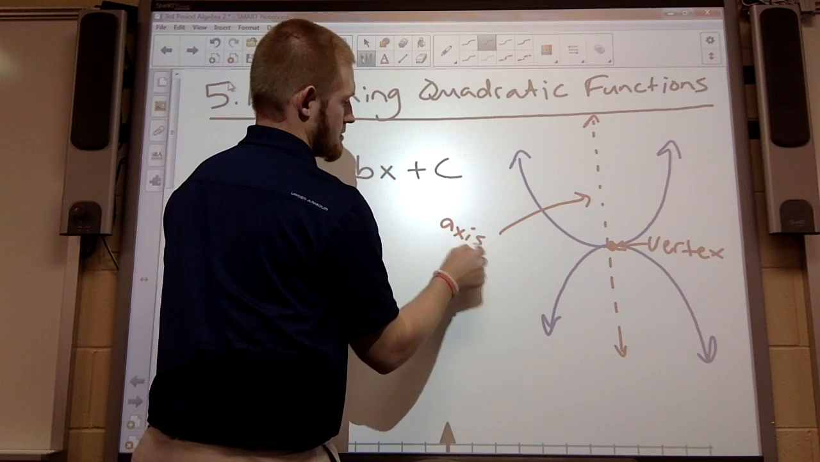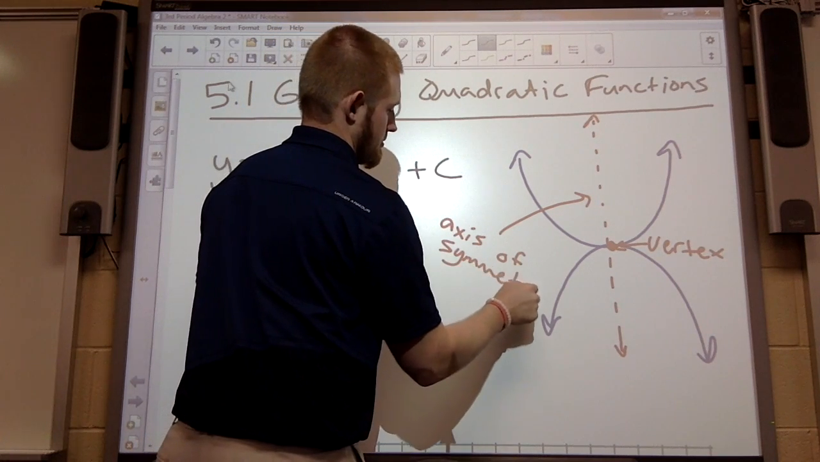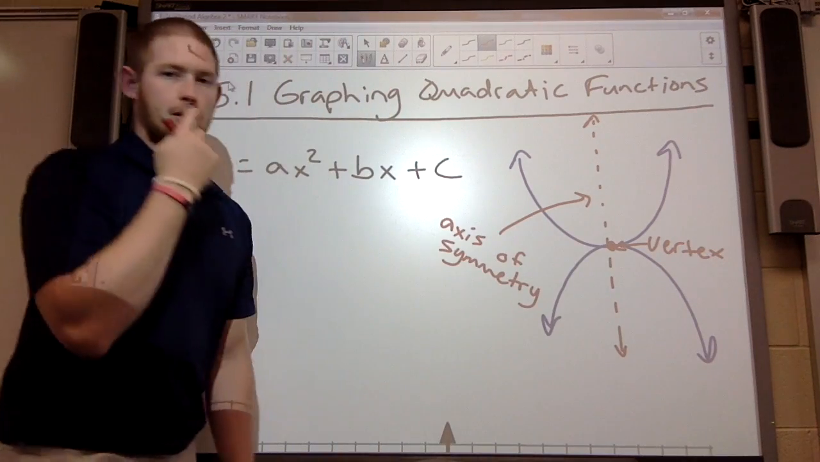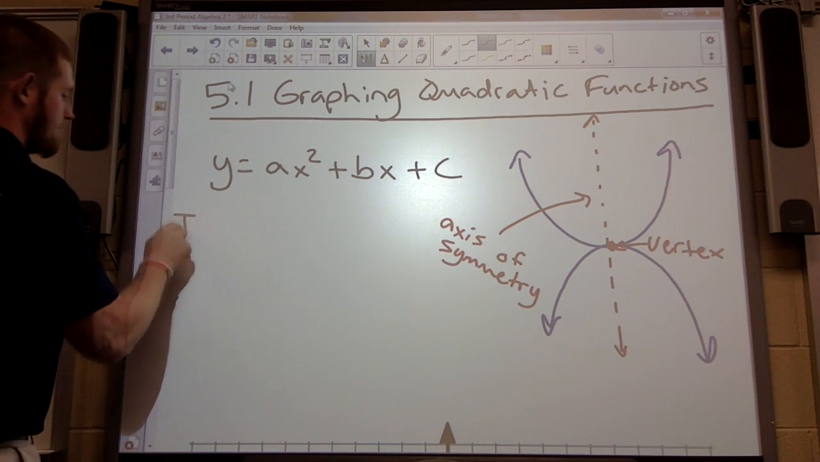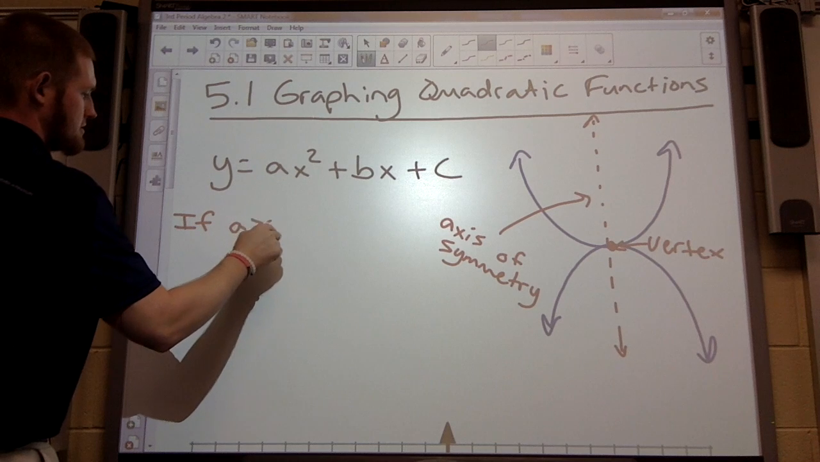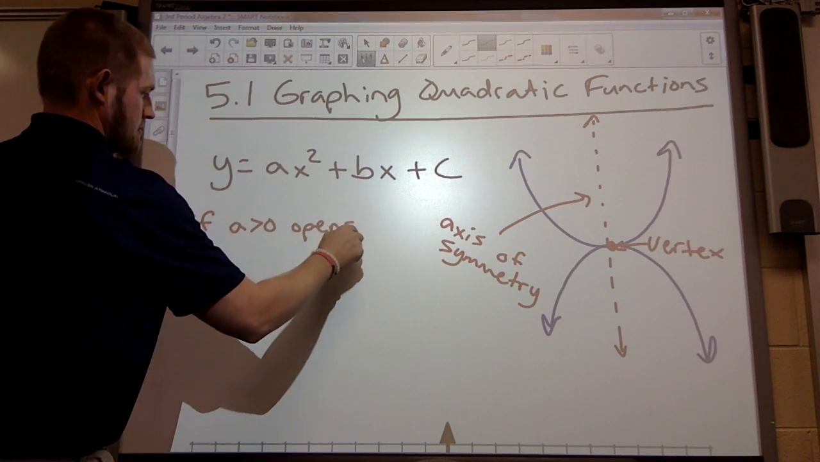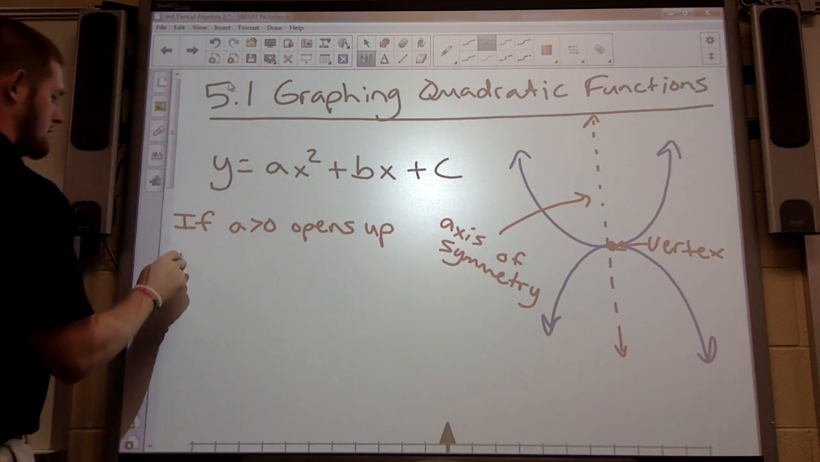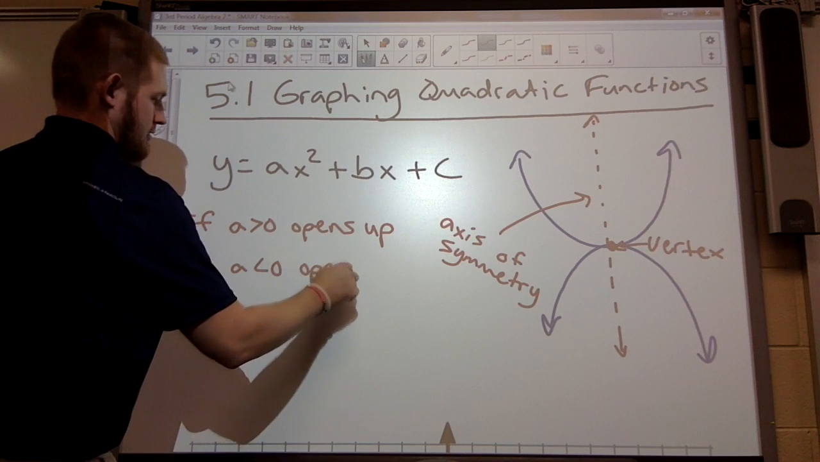An axis of symmetry, meaning that it's going to be symmetric on both sides of that line. Okay, so now let's take a look specifically at standard form. Okay, specifically in standard form, if a is greater than 0, it opens up. Obviously, then if a is less than 0, it opens down.